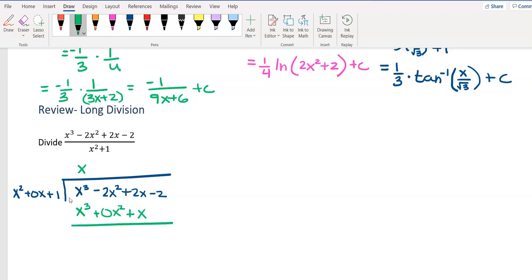All right, now just like with division, you're going to subtract them. So x cubed minus x cubed should cancel. Negative 2x squared minus 0x squared would be negative 2x squared. And 2x minus an x would be just an x. And then remember to bring down your next term. So this should feel very much like something you've done before.